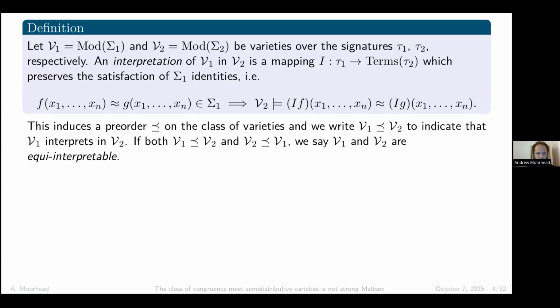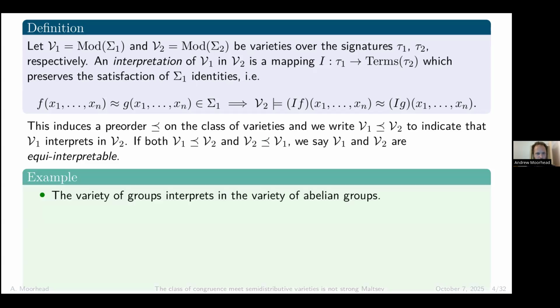So what we're really looking at is a preorder on the class of varieties, or if you prefer, the class of clones. And we write V1 less than or equal to V2 to indicate that V1 interprets in V2. If two varieties interpret both ways, we say that they're equi-interpretable.